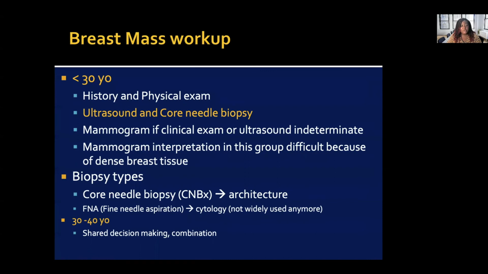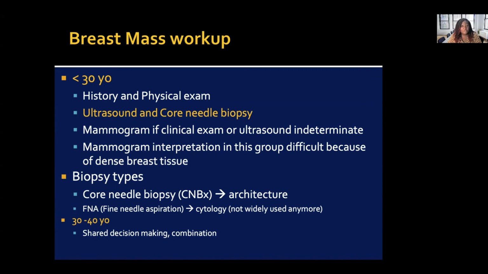Now, after that, you want to do an ultrasound and a core needle biopsy of the breast lesion. And if you have any indeterminate findings or any concerns, you absolutely can get a mammogram. Mammogram interpretation can be difficult in these patients because young patients tend to have very dense breast tissue. The biopsy type most commonly used by radiology is a core needle biopsy, and that'll give us the architecture. Fine needle aspiration is not as commonly used anymore when trying to get actual tissue of the breast lesion.